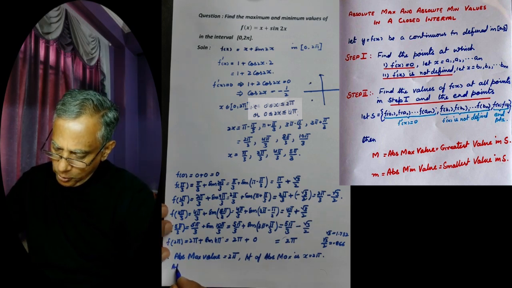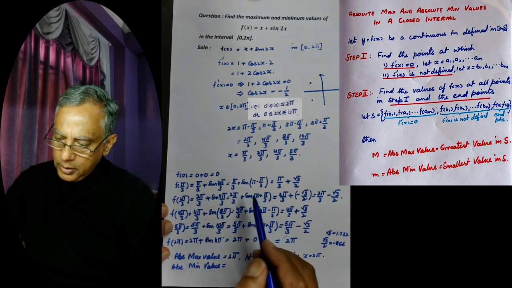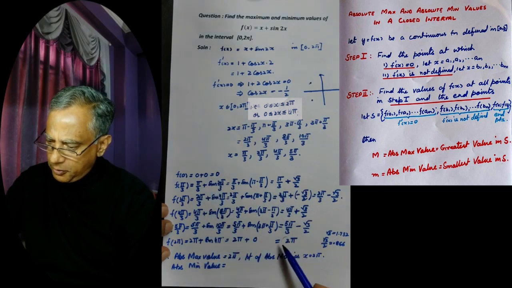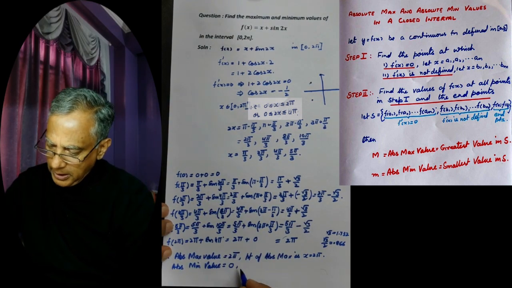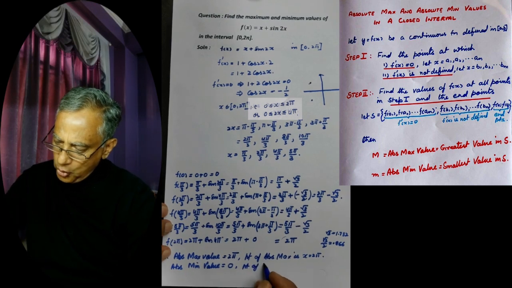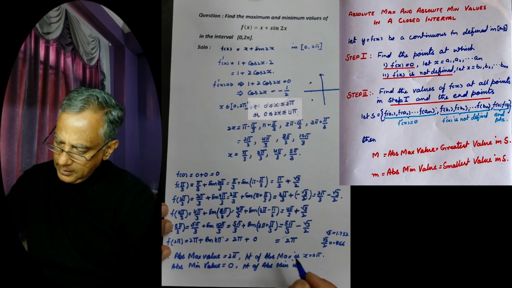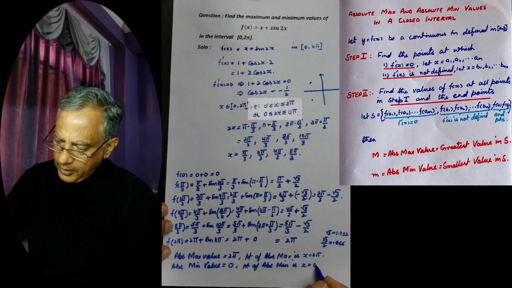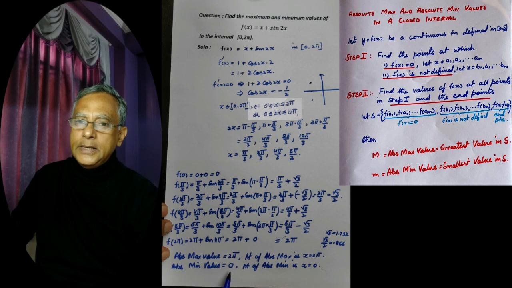And next is the absolute minimum value. Now this is 0, this is positive, this is again positive, positive, positive, this is also positive. So 0 is the minimum value. And the point of absolute minimum is, now 0 value is being obtained at the point 0. So this is the point of absolute minimum. Absolute maximum value is 2 pi and absolute minimum value is 0.